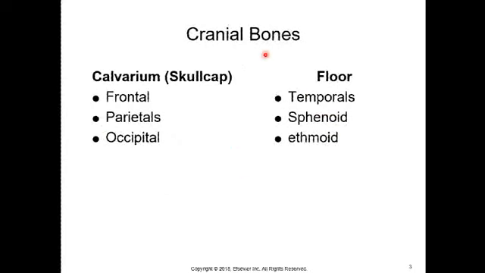Parts of the cranium that are important to know, you need to know the different sections of the cranium. So you've got the calvarium, which is the skull cap, and then you've got the floor. So the calvarium includes your frontal, both parietals, and your occipital. And then the floor includes both temporals, your sphenoid, and your ethmoid bones.